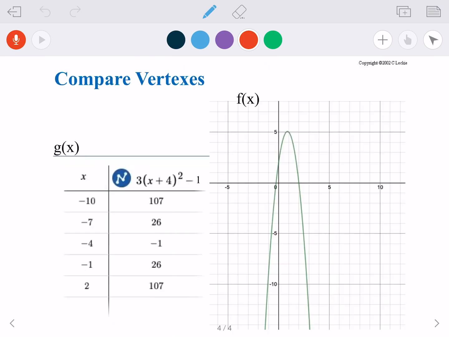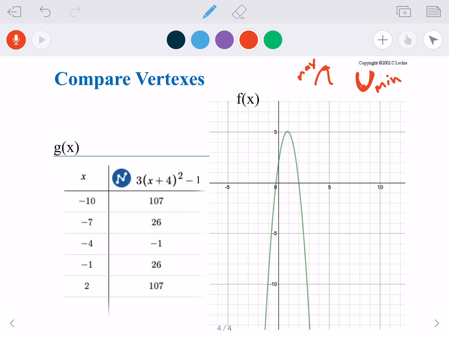Vertices, or vertex, is where the graph changes direction. Your point where it changes. You're going to have a maximum or minimum. Again, going up like a hill is your max, and going down, U-shaped, is your minimum or valley.